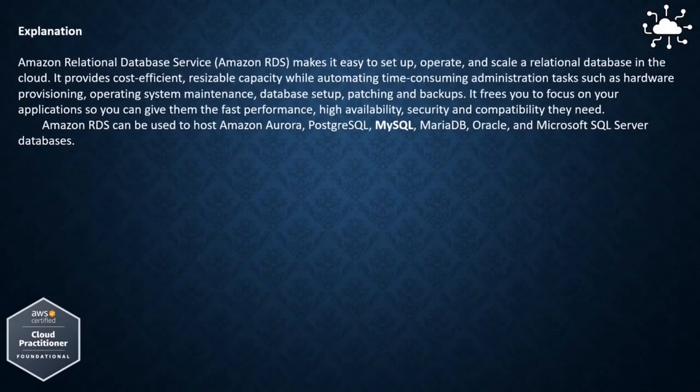Explanation. Amazon Relational Database Service, Amazon RDS, makes it easy to set up, operate, and scale a relational database in the cloud. It provides cost-efficient, resizable capacity while automating time-consuming administration tasks such as hardware provisioning, operating system maintenance, database setup, patching and backups. It frees you to focus on your applications so you can give them the fast performance, high availability, security and compatibility they need. Amazon RDS can be used to host Amazon Aurora, PostgreSQL, MySQL, MariaDB, Oracle, and Microsoft SQL Server databases.